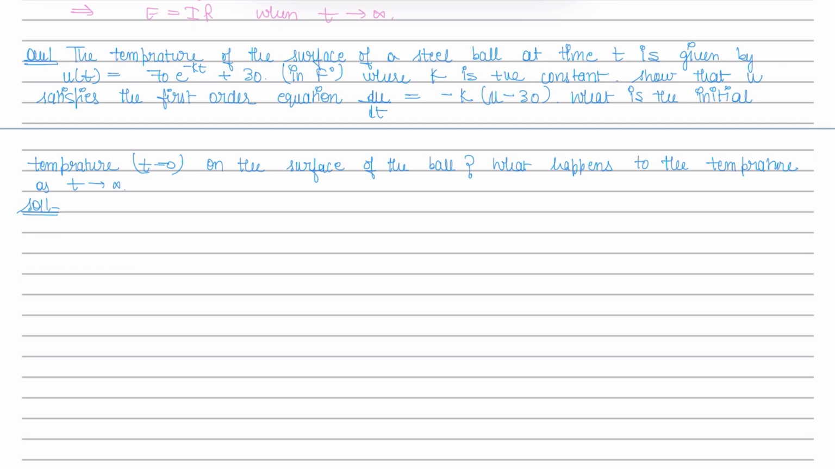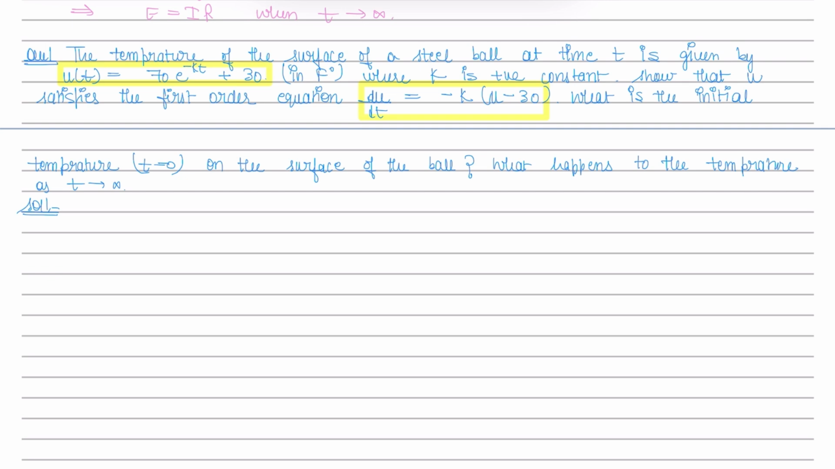For the next statement based question, the question says the temperature of the surface of a steel ball at a time t is given by the equation U, where k is a positive constant, and we have to show that U satisfies this differential equation. After that, we need to find the initial temperature on the surface of the ball and what happens if we take the time to infinity.